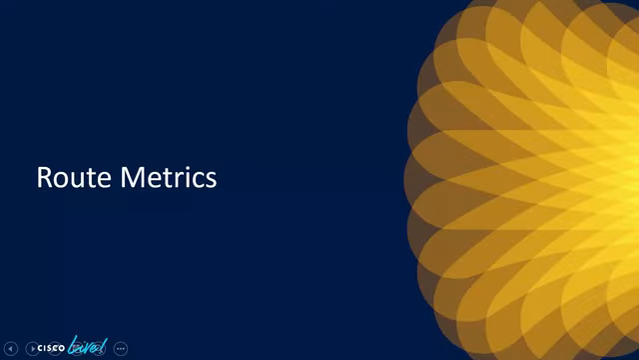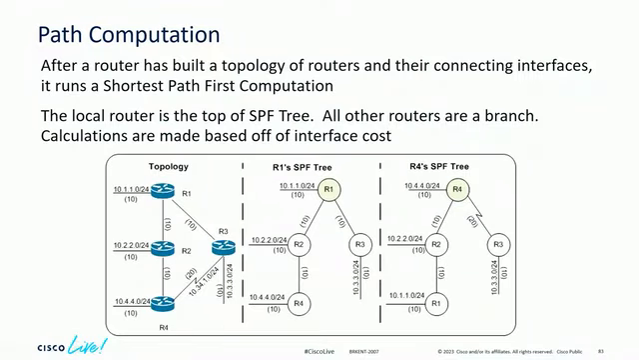All right, so route metrics. This is the SPF tree. The short rendition is you've got the topology on the left. The tree will look different based on the router calculating it. That is how it built it. It's not the actual complete topology. It's just what it's forwarding off of at that point in time.